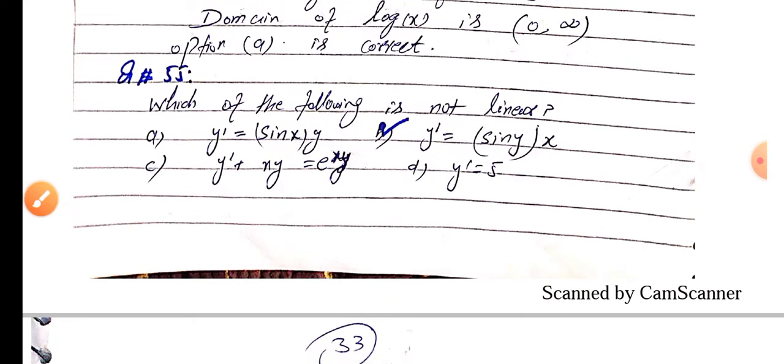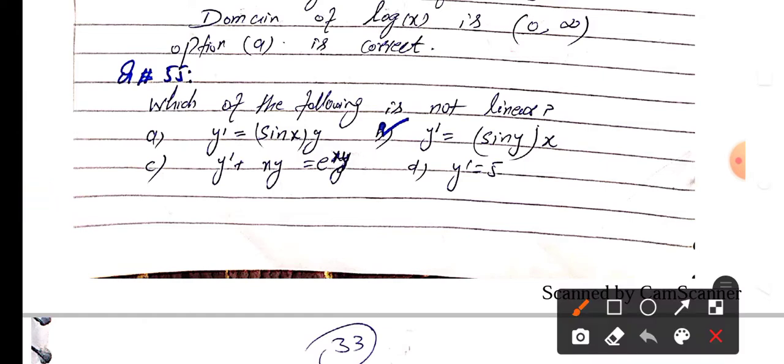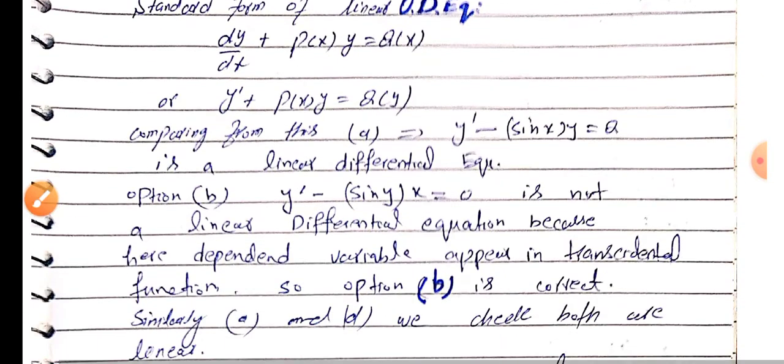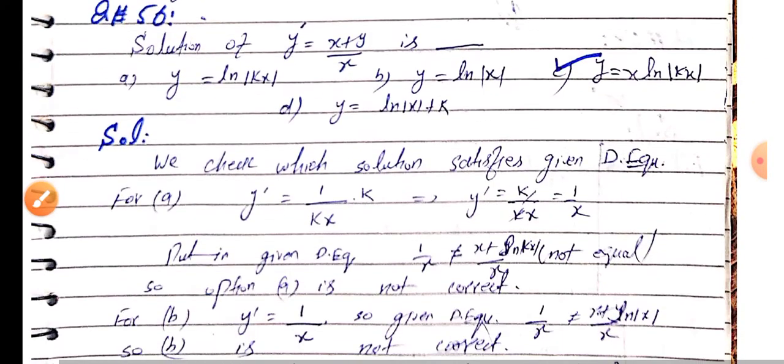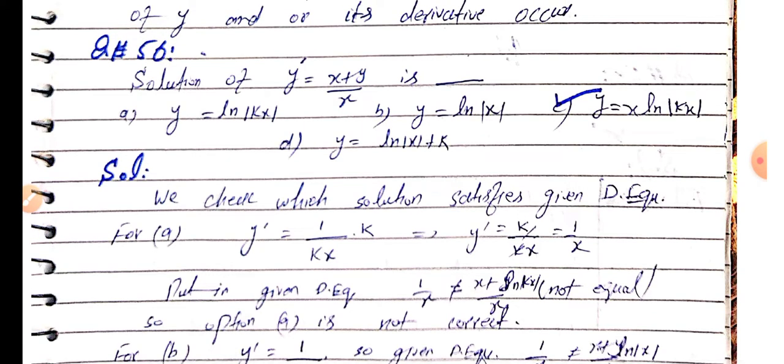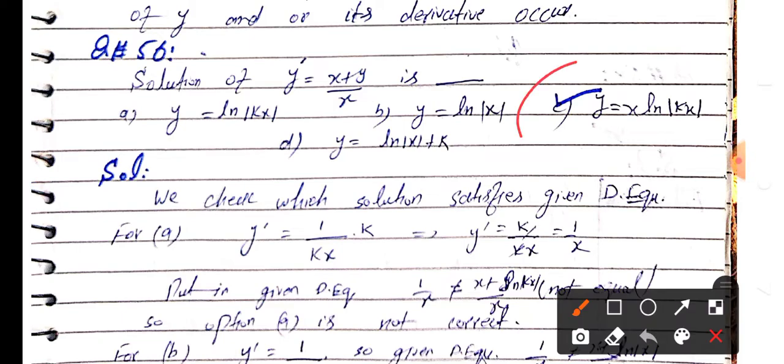55. Which of the following is not linear? So option B is correct. y dash is equal to sine x. 56. Solution of y dash is equal to x plus y over x, option C is correct. y is equal to x ln k x, ka mod.